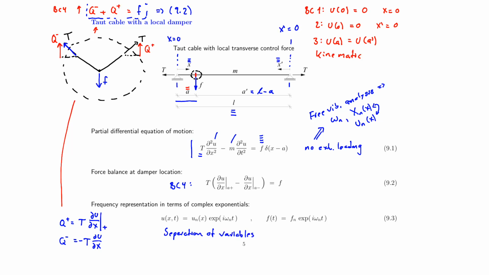Now, in lecture number 5, this was done by u(x,t) = X(x)T(t). As you can see, the representation today is a little bit different, but u_n as a function of x is our capital X, and this exponential function here is our capital T.